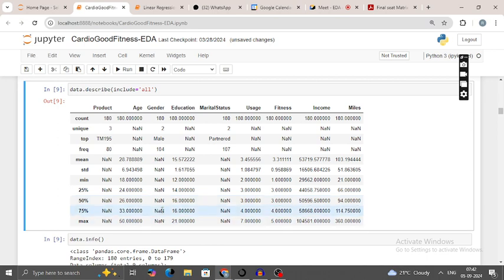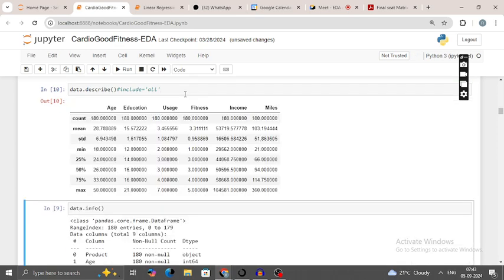Because you cannot do any mathematical operations on the objects. That is why by default it will remove those columns where the data types are objects. Anyhow, we don't want to include everything, so let it be in this way itself, no issue.